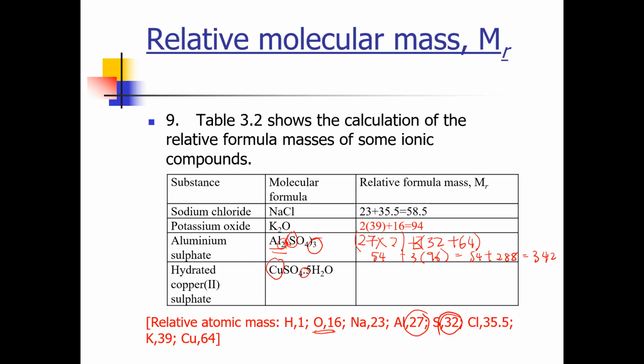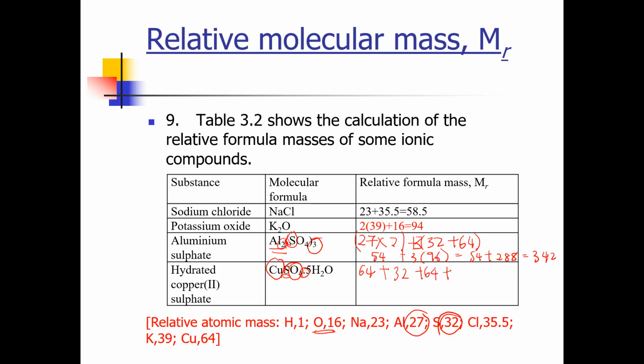I'm not going to say it out loud. You are going to tell me, copper, what is my relative atomic mass? 64. Very good. Another person. Sulfur, what is my relative atomic mass? 32. Excellent. Another person. Oxygen times 4 straight away. What is my answer? 64. Okay, 64.